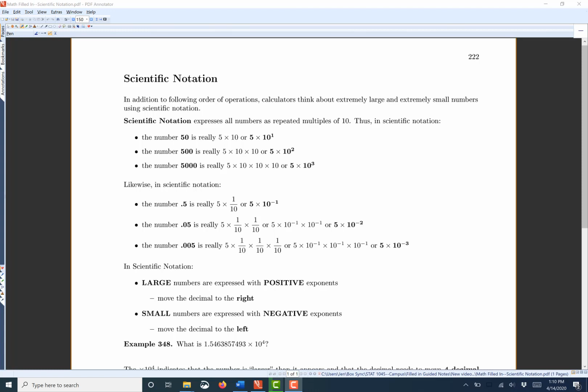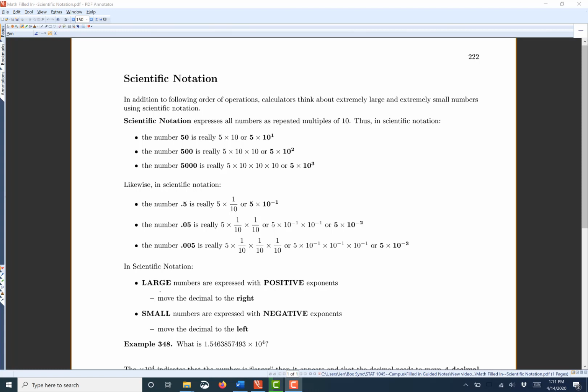And the number 0.05 is really 5 times 1/10 times 1/10. Or that's really 5 times 10 to the negative 1 times 10 to the negative 1. So we write that as 5 times 10 to the negative 2 because there's two 10s and they're both in the denominators. And the number 0.005 is really 5 times 1/10 times 1/10 times 1/10. So that's 5 times 10 to the negative 3.